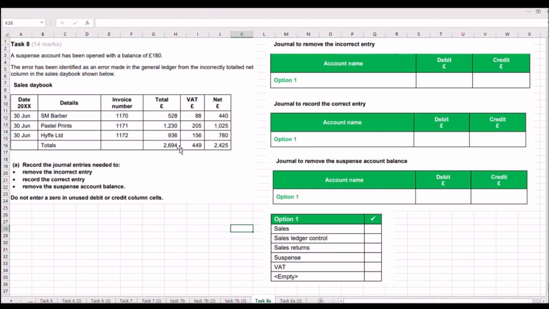And what's been posted to the general ledger is 2694 to the trade receivables control account, 449 to the VAT control account, and 245 to the sales account. Record the journals to remove the incorrect entry, record the correct entry, and remove the suspense account balance. And then you've got three boxes to fill in, or three ones available if you want to use those or not, and there's your options in terms of your accounts. It's 6 marks, and I think you'd probably clear this in 4 minutes, so we'll come back in 4 minutes.